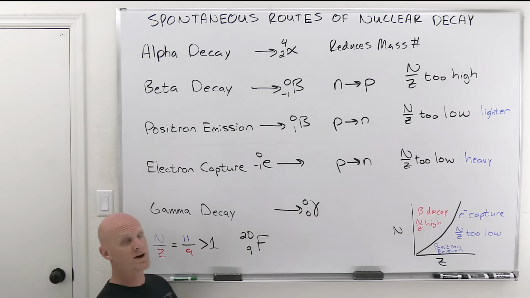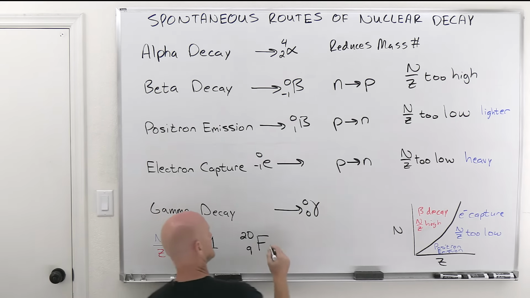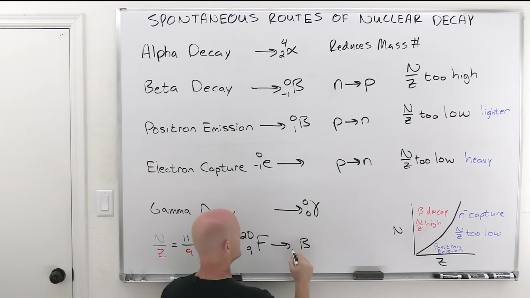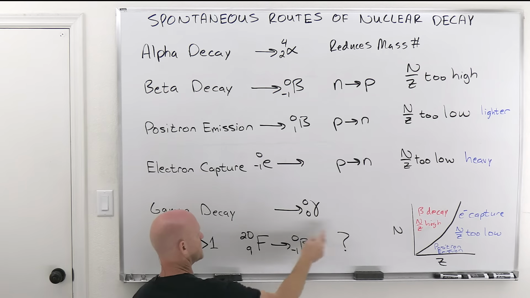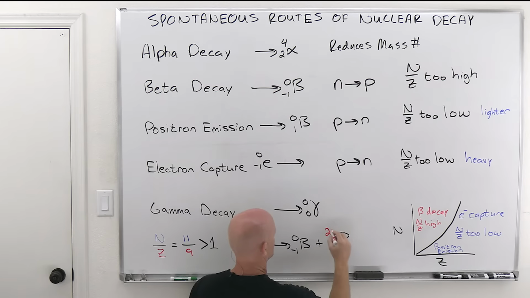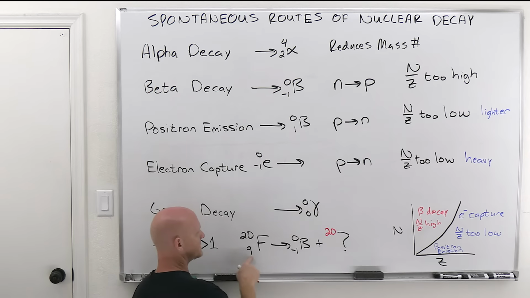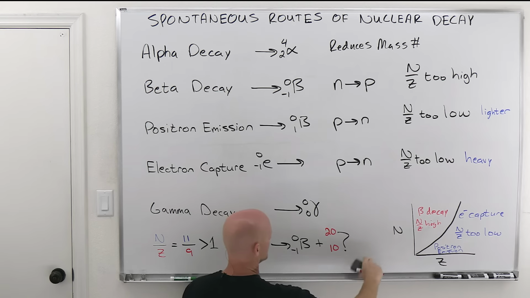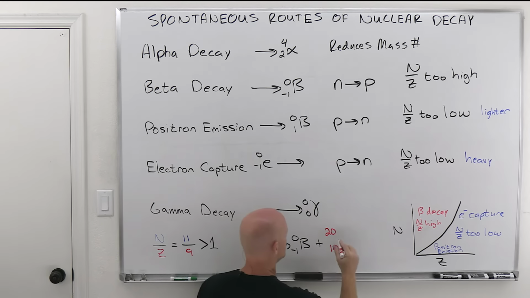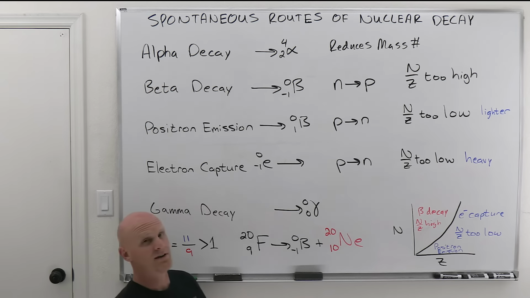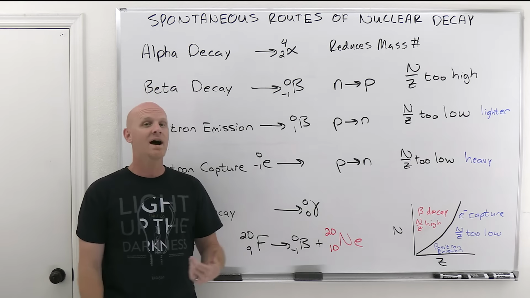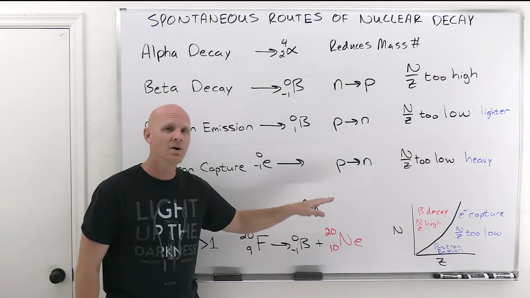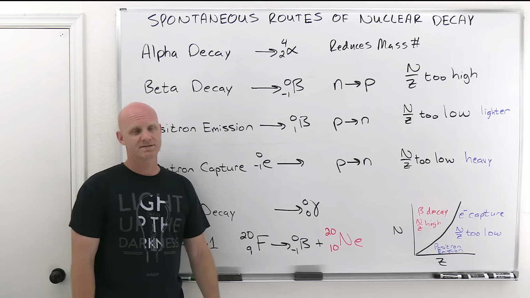What's the most likely route of radioactive decay for fluorine-20? Beta decay. But now we can also see why, because if we do beta decay, we'll emit a beta particle, and then the question is, what do you have left? Well, in this case, 0 plus what equals 20? Well, 0 plus 20 equals 20, and then negative 1 plus what equals 9? Well, negative 1 plus 10 equals 9. And whose atomic number is 10? Well, that's neon. And all of a sudden, you look and you say, okay, now we've got 10 protons, and then 20 minus 10, you also have 10 neutrons, and now your N/Z ratio is exactly 1, and you've got a stable nucleus. And so that's kind of the idea.